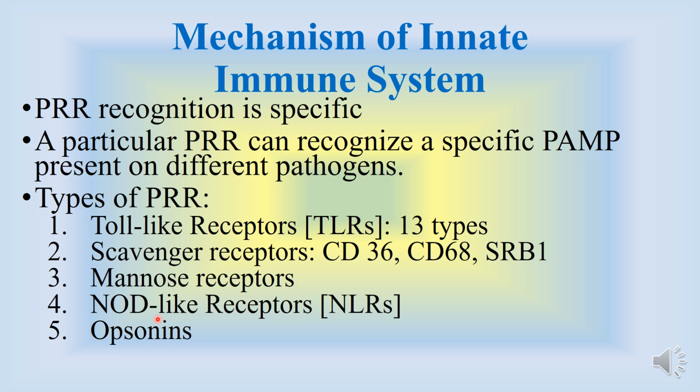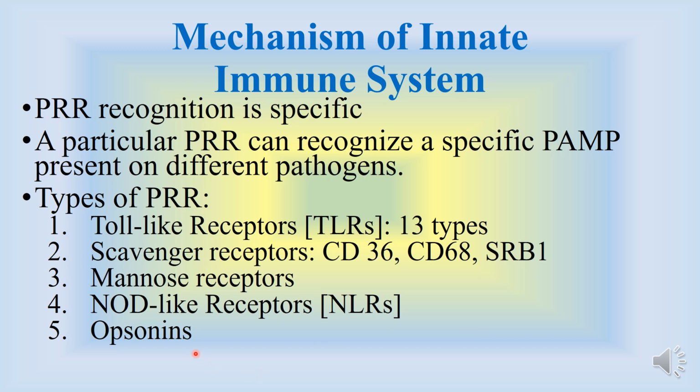Now, the fourth kind of receptors are known as the nod-like receptors or NLRs. These are nucleotide binding oligomerization domain like receptors. They recognize intracellular bacterial cell products.